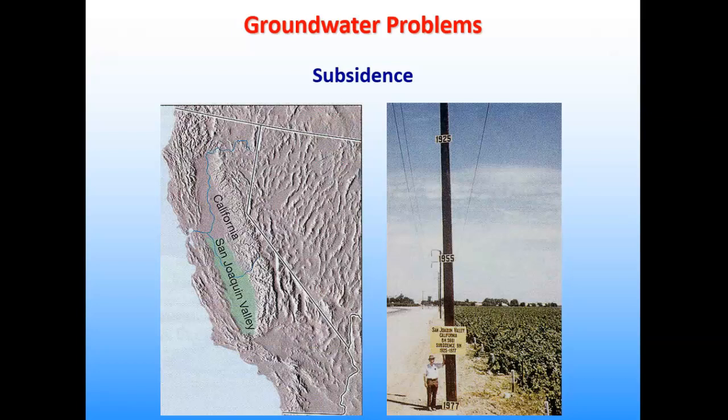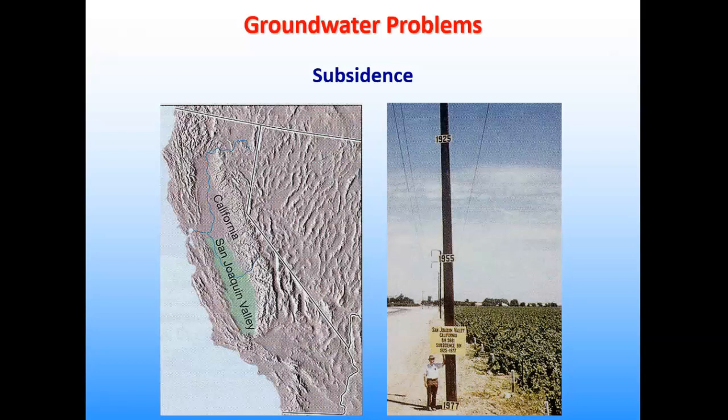And so what we see is that the land surface is sinking. This is an example of how severe it can be. This was the land surface in 1925. Here it is in 1977 when this image was taken. You can see that it's dropped, I think roughly 25 feet over 50 years. Maybe 6 inches a year doesn't seem like a lot, but over time, crazy.